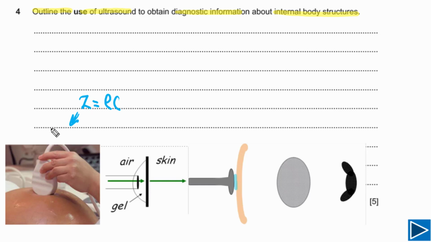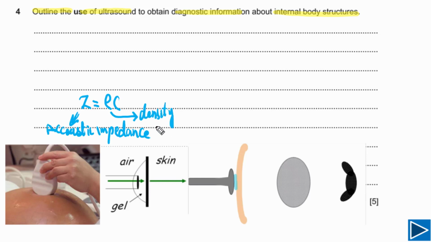Z is acoustic impedance. Why do we call this acoustic impedance? Why don't we call this resistance? In fact, this is the resistance of the medium, but we call it acoustic impedance because in this case ultrasound waves are not passing through only one type of tissue. They are passing through different types of tissues. That's the reason we call it acoustic impedance instead of resistance. You need to understand what this symbol rho is representing. This is representing the density of the medium.